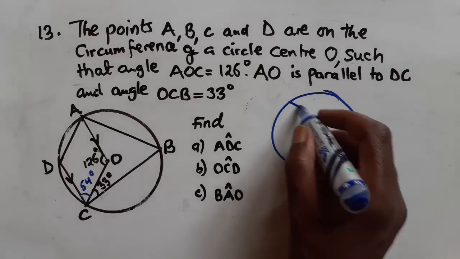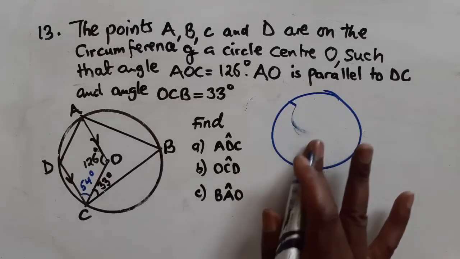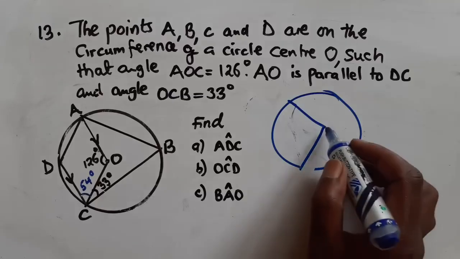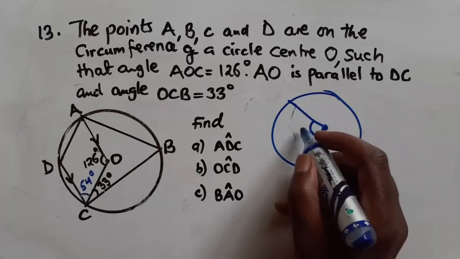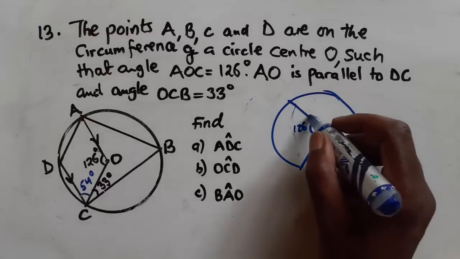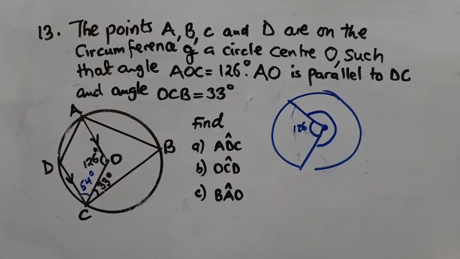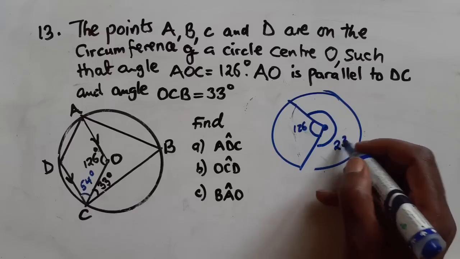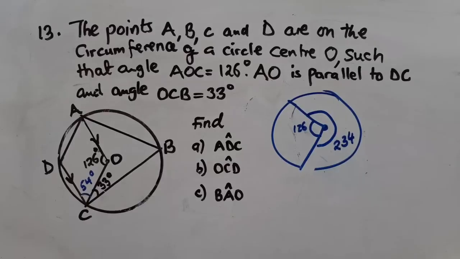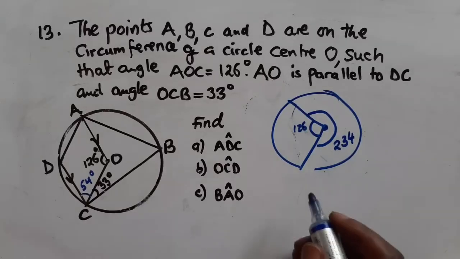Okay. This is our center here, isn't it? So, what is this angle? This angle here is 126. What about the other one here? Let's find the other one. We need to subtract this one from 360 because a complete turn is 360. So this other angle here is 234. Okay?